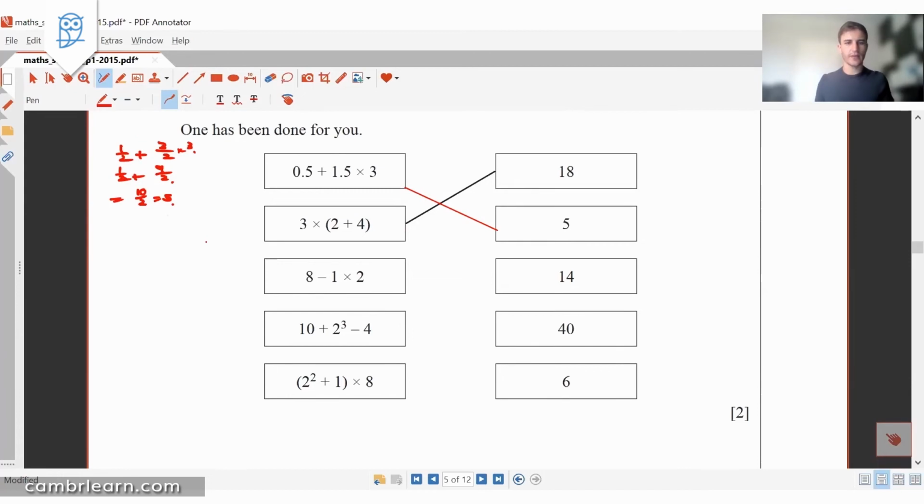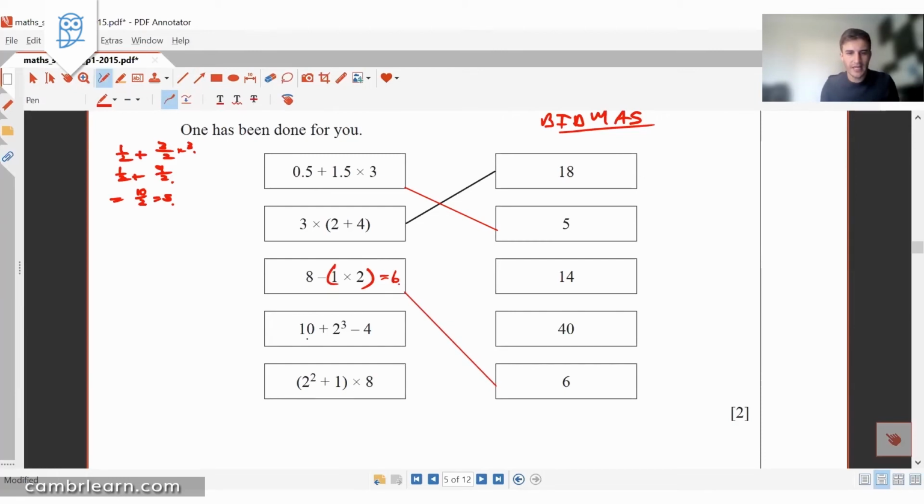And then for the next one, we have 8 minus 1 times 2. Remember we are doing BIDMAS. We first multiply and then we subtract. We don't say 8 minus 1 is 7 and then times that by 2. We have to remember BIDMAS: brackets first, indices, division, multiplication, addition, and then subtraction. Remember your BIDMAS. So this would just be 8 minus 2, and this is equal to 6. So let's connect that one.